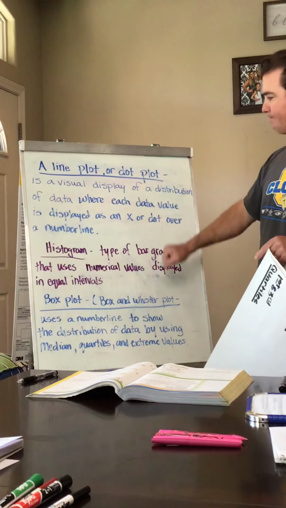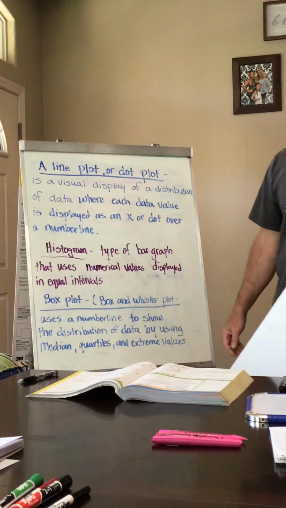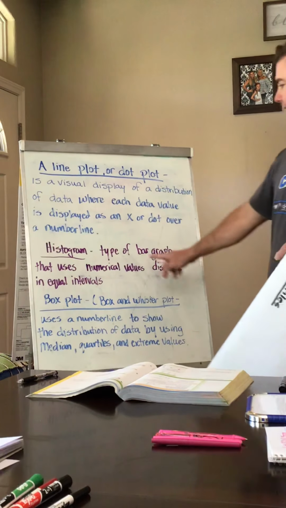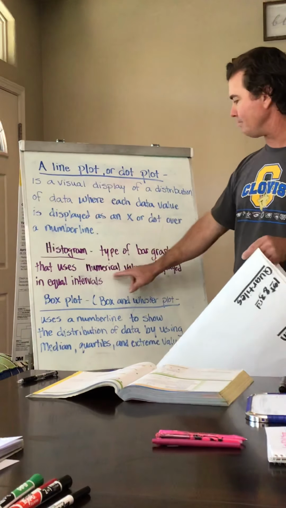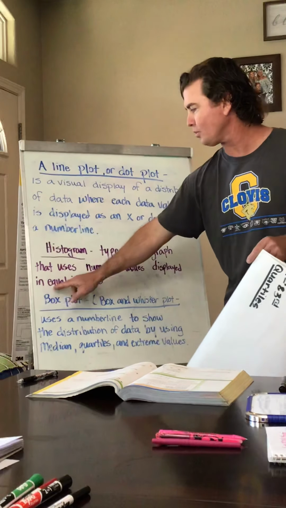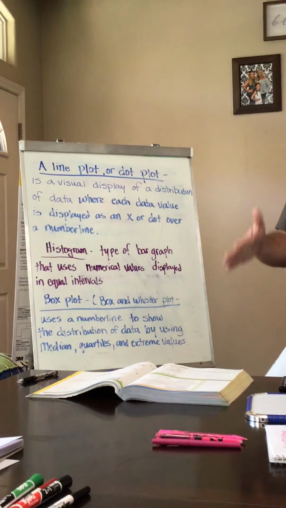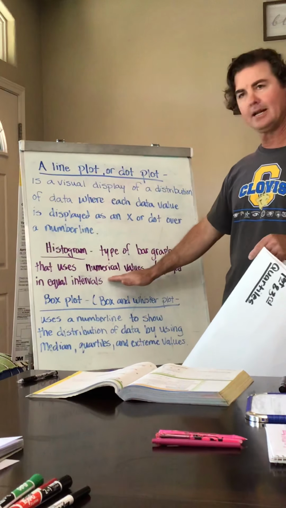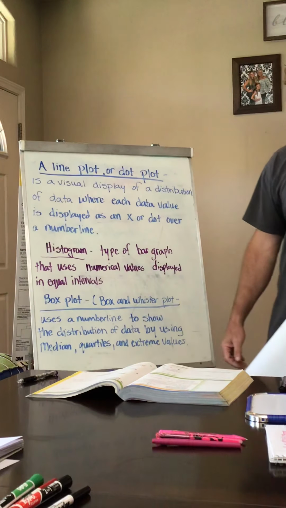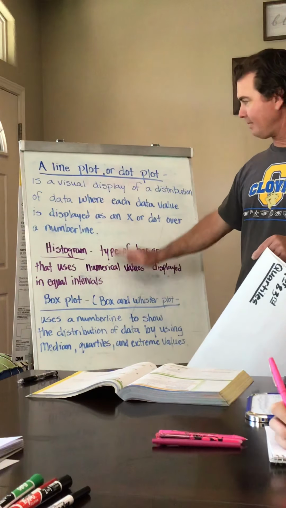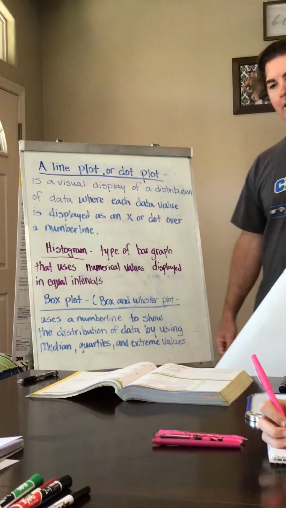We'll see that later. We're going to do a histogram. A histogram is really just a bar graph. However, it's a type of bar graph that uses numerical values displayed in equal intervals. So it's from one number to another number. If that doesn't make sense right now, as soon as you see the example in a little bit, it will make perfect sense. Histogram and dot plot are not that difficult at all.